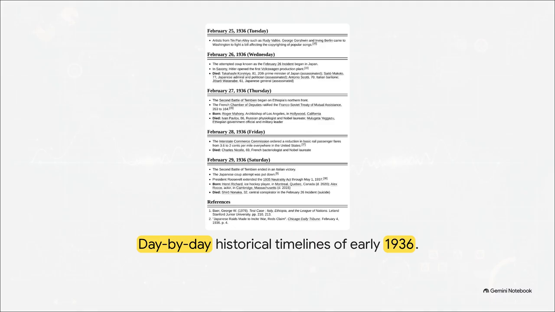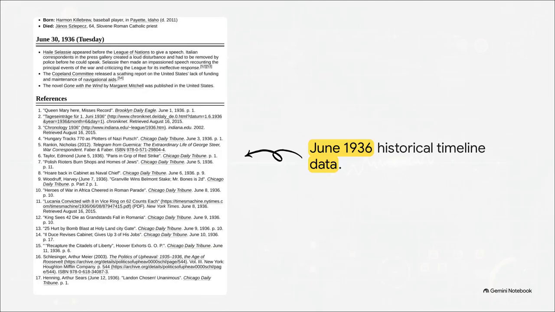And when we examine the day-by-day historical timelines of early 1936, the sheer density is staggering. In just a few days, we have a major attempted military coup in Japan, the opening of the first Volkswagen plant in Germany, and major battles on the Ethiopian front. Every single year is just packed to the brim with major geopolitical and social shifts. And that relentless density just keeps going.